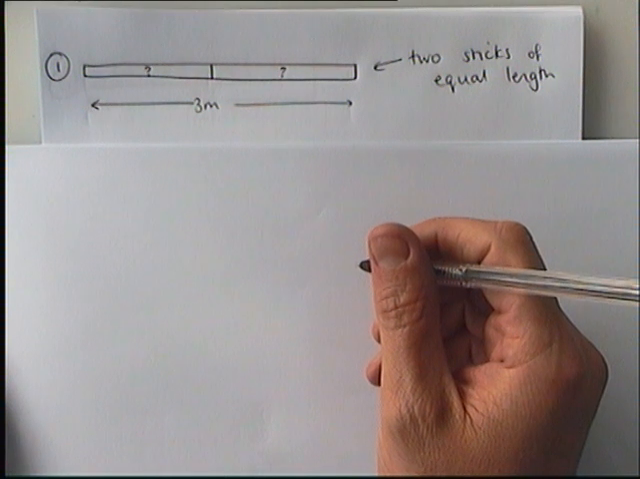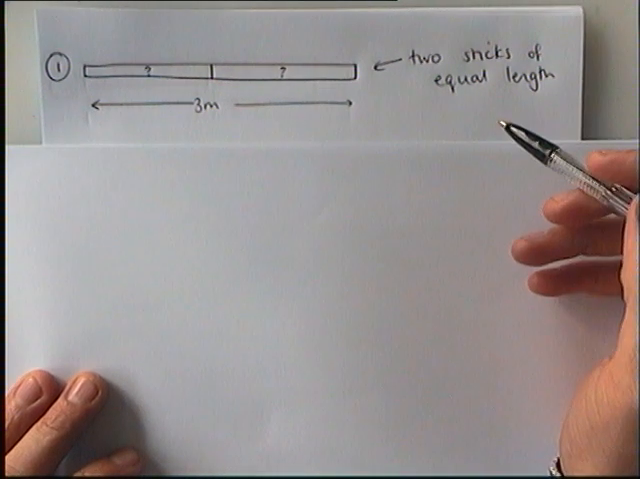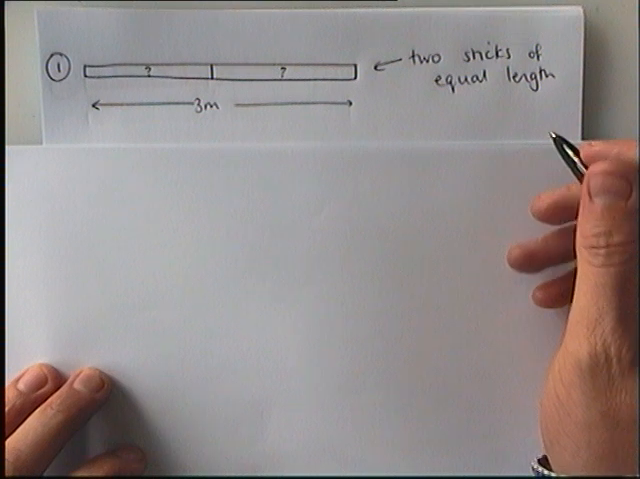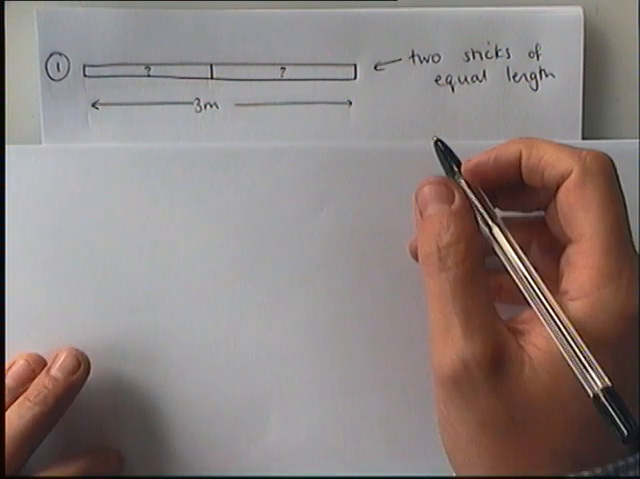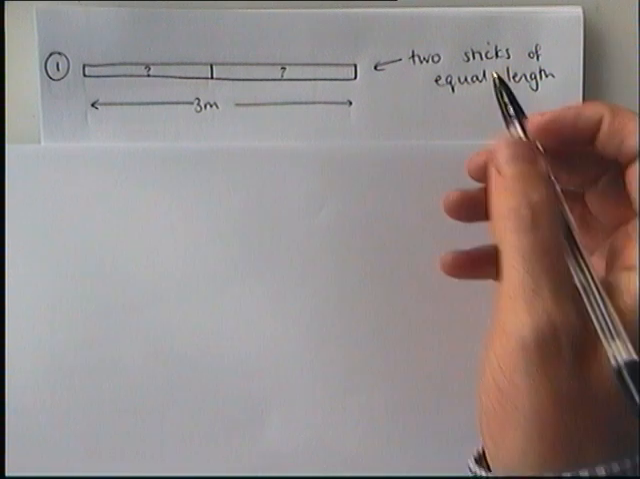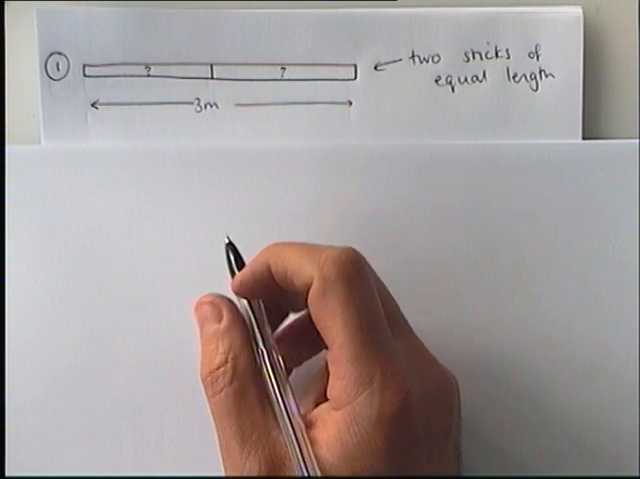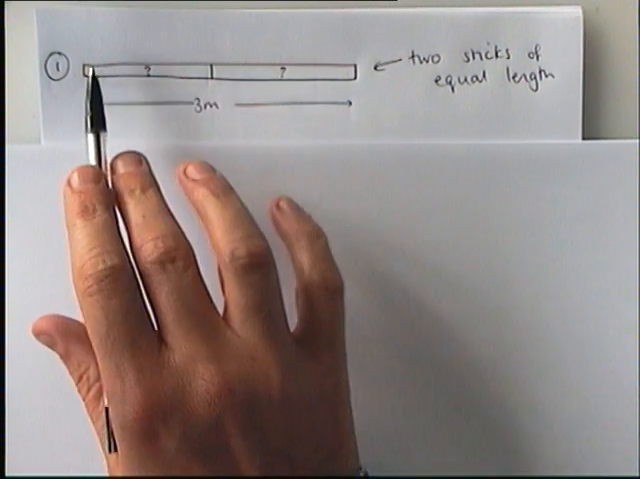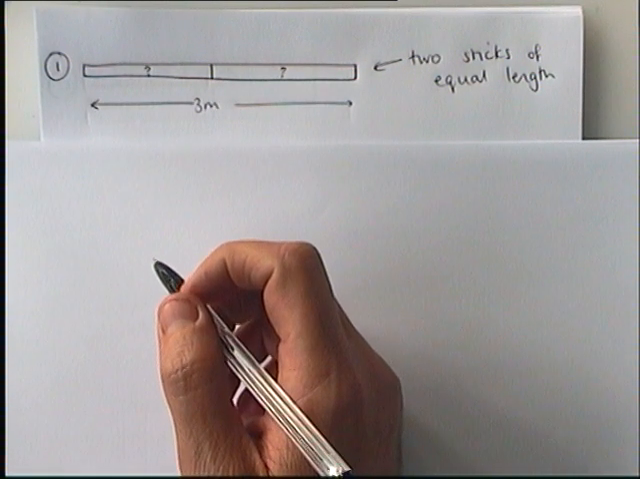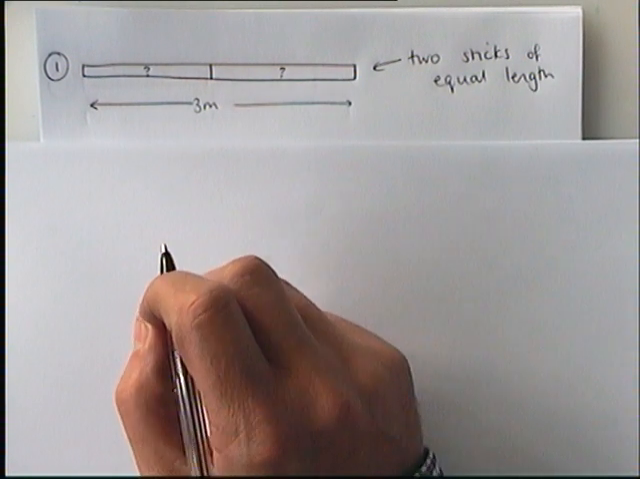Hello, in this video we'll be looking at how you can work out the solutions to equations using bar modelling. I'm going to start with a really simple question. Imagine you've gone to the builder's yard and you have bought two planks of wood and you don't know their lengths, but you lay them end to end and they are 3 metres in total. How could you work out the length of each piece of wood?